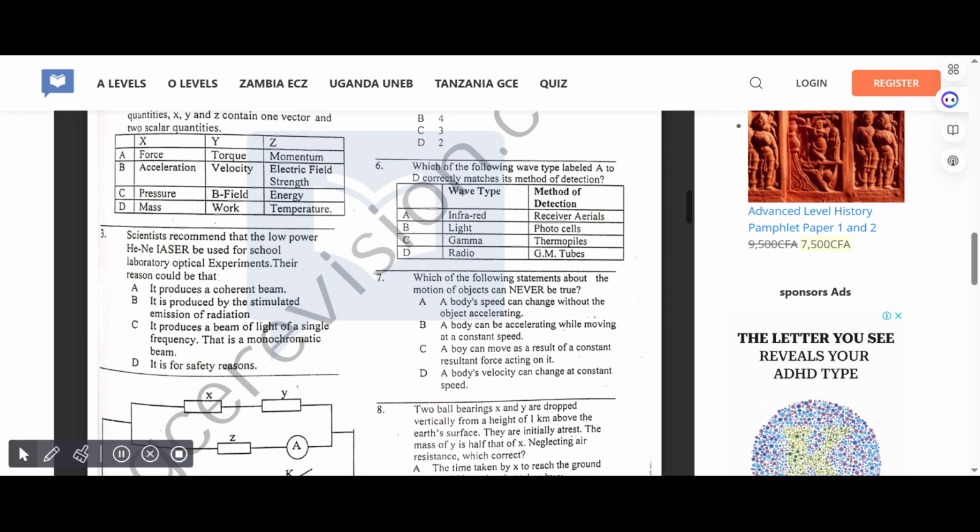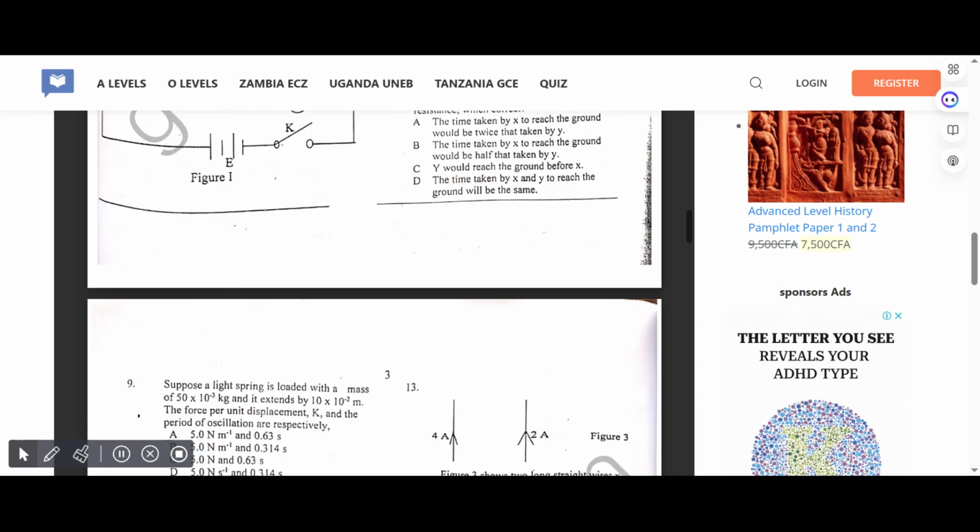Scientists recommend that the low power laser be used for school laboratory optical experiments. Their reason could be that... correct answer for 3 is C. It produces a beam of light of a single frequency. That is a monochromatic beam.